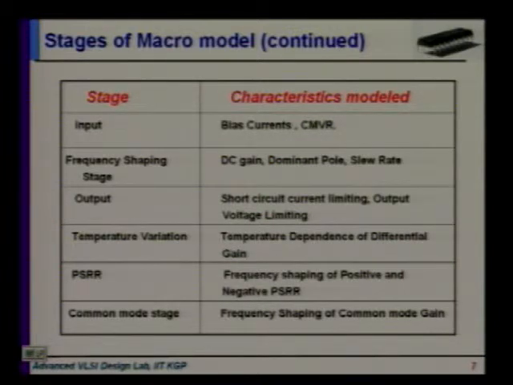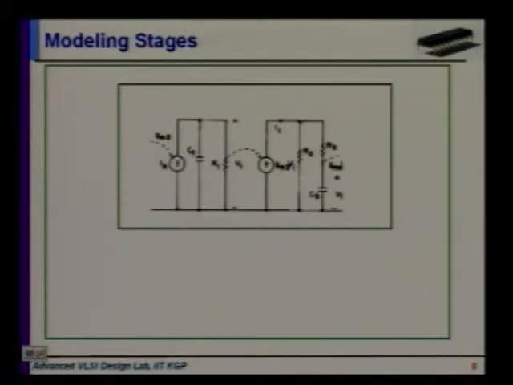Again in the output stage, up to which point the output voltage can rise, or in the lower range. The intention of the output stage is to clip the output voltage, to fix it within a certain limit. You use ideal components, and at the output stage you use some clipping kind of circuit to fix the output voltage within a certain range, as well as some temperature variation, PSRR, and common mode range. This is a simple frequency shaping stage of an op-amp.